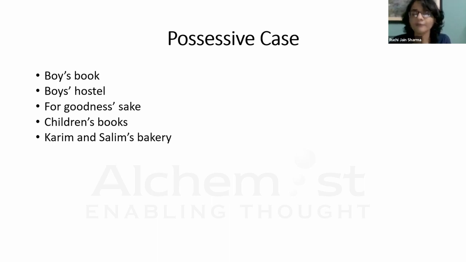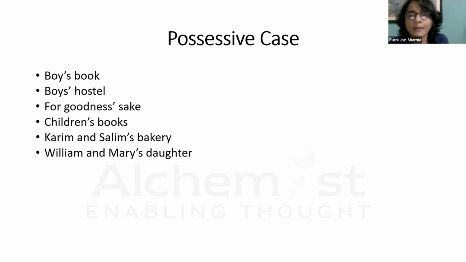Okay, now, whenever you have two people and they both collectively own something, I will not put apostrophe s in front of both their names, right? So I will not say Kareem's and Salim's bakery. I'll just say Kareem and Salim's bakery. So जो बाद में जिसका नाम लिखा हुआ है उसमें ही सिर्फ apostrophe s लगना है, ठीक है?